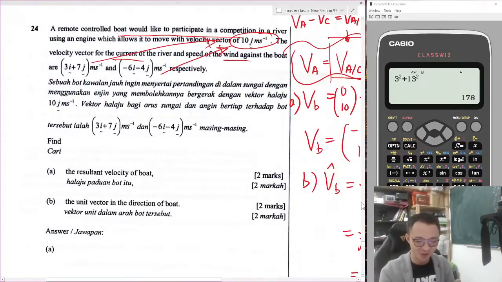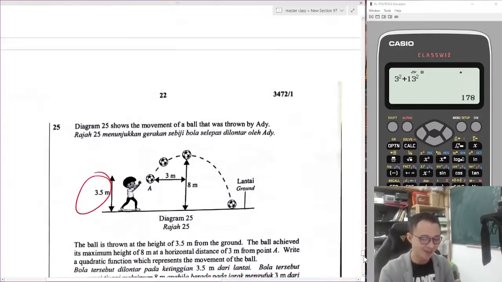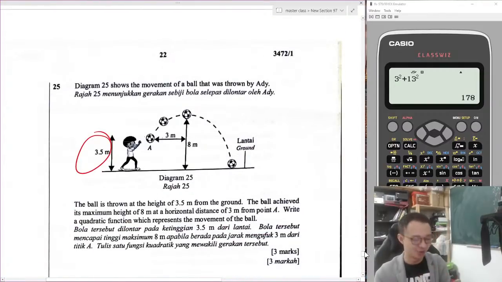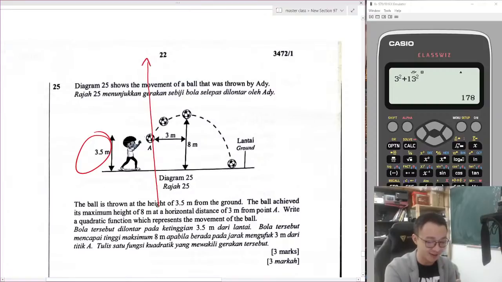Yeah, because no human in this world has a height like 3.5 meters, but we don't care, because right now we do math. We are not doing science. So I just assume it's 3.5 meters. What I want to do is assume the y-axis is over here. If not, it's quite impossible for us to do. So I have the y-axis like this, and the throw goes like this.